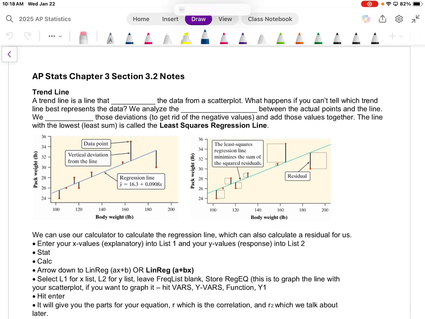We're going to be talking about the trend line a bit more today. We're going to be calculating the trend line. How do we do that in the calculator? I'll remind you of that process. We're going to be talking about residuals as well today.